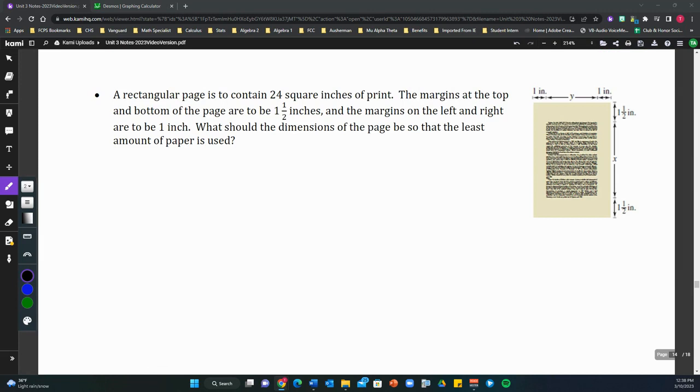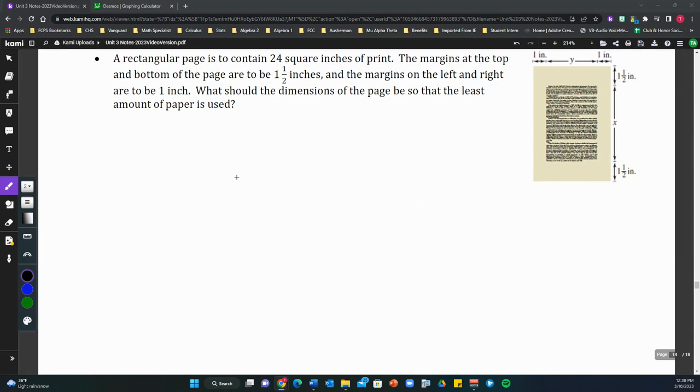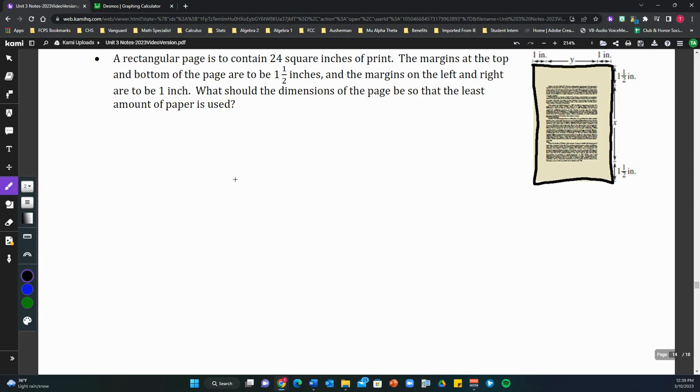All right, now for our next example, this one's always a good one. This one says a rectangular page is to contain 24 square inches of print. The margins at the top and bottom of the page are to be 1.5 inches, and the left and right margins are to be 1 inch. So we already have a diagram over here, but just to highlight what's going on, I've got an outer rectangle and then an inner rectangle. That inner rectangle is the print size.